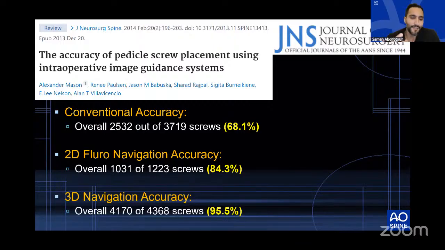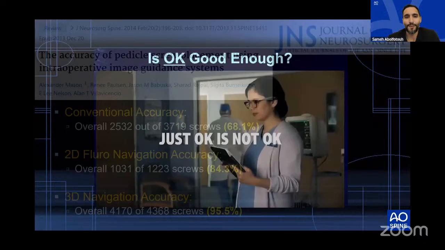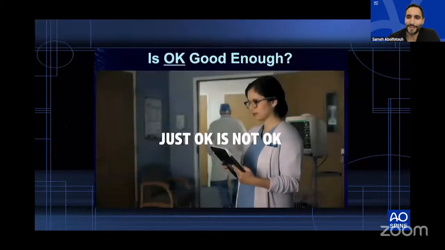Now, I can hear you. Some of you would probably say, well, who cares if it's 70% or 95%? Because at the end of the day, that doesn't mean that those 30% that I missed are going to end up having any neurological deficits, right? And yeah, you might have a point with that. But the truth is, we live in a world where okay is not good enough anymore.